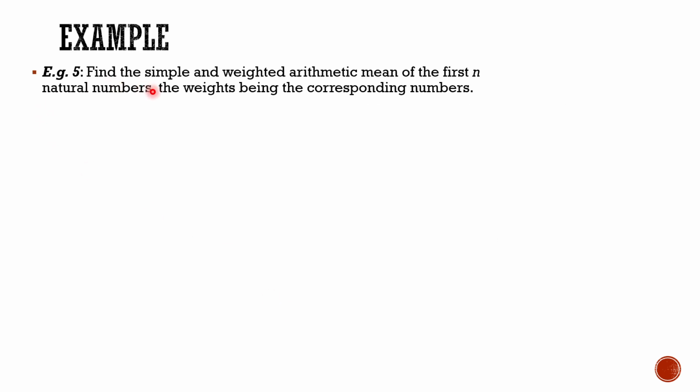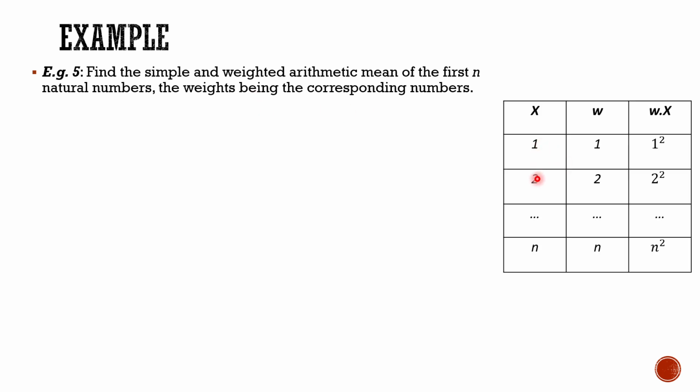Let's take a simple example: find the simple and weighted arithmetic mean of the first n natural numbers, the weights being the corresponding numbers. So if we have the natural numbers 1, 2, 3, 4, and so on till n, then the weights attached will be 1, 2, 3, because it's mentioned that the weights are the corresponding numbers. If we multiply wi into xi, we actually get the square of 1, square of 2, square of 3, square of n, because n into n is n square, 2 into 2 is 2 square, 1 into 1 is 1 square.